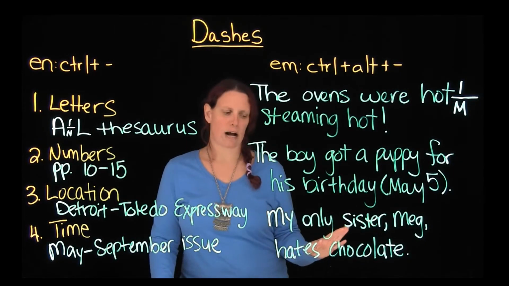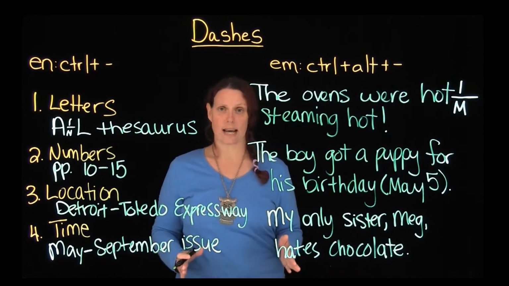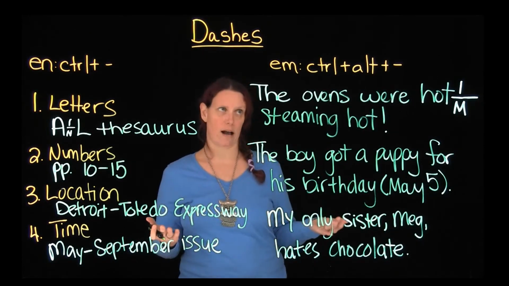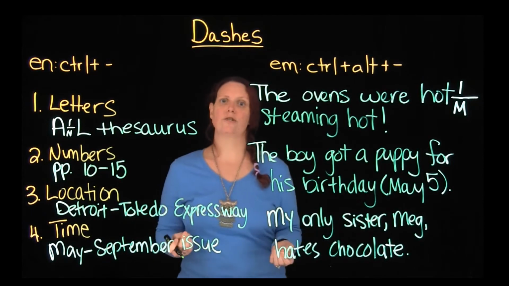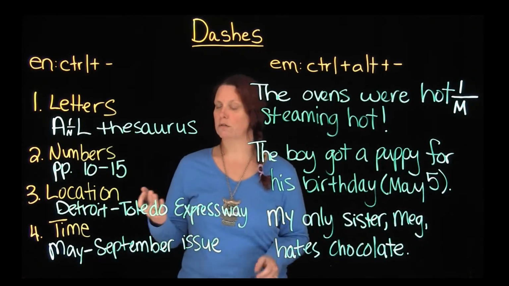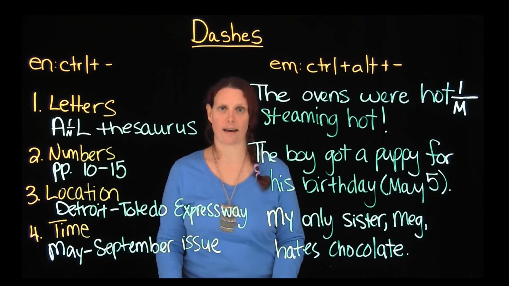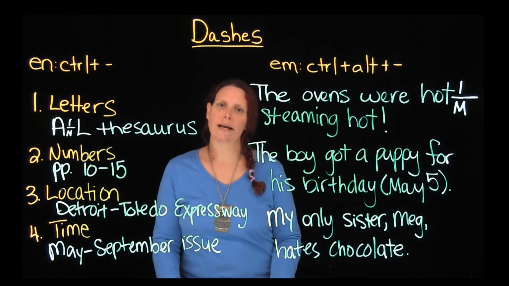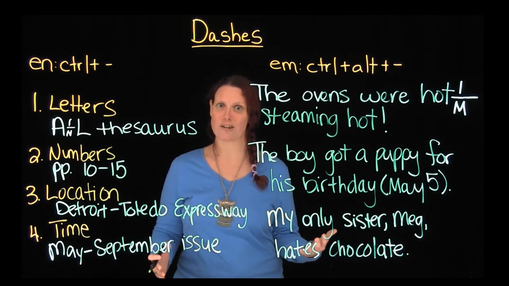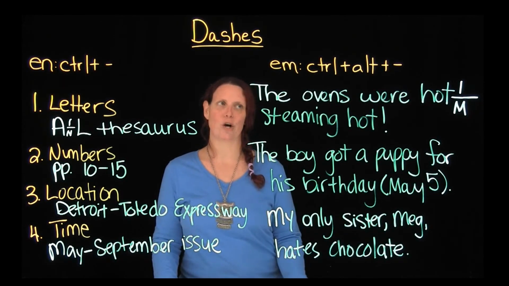We'll talk more about commas later on, but in this case, when determining whether you use an N or an M dash, if you want to show a range of information for letters, numbers, location, or time, you'd use the N dash. But if you're trying to make a stylistic decision to highlight or shout that information, that's when you're going to use your M dash.